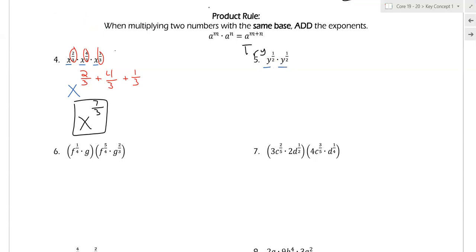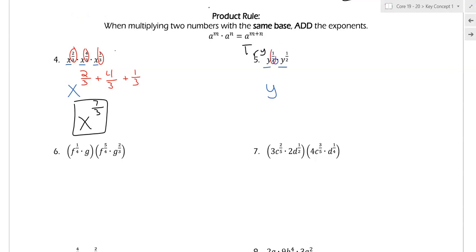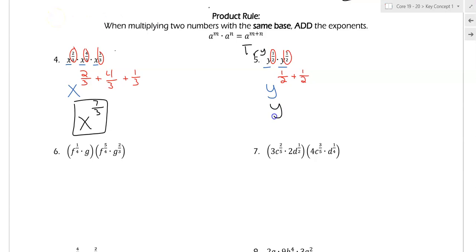My base is y. I have my exponents of 1/2 plus 1/2. And you get y to the, right, 1/2 plus 1/2 is 1. There's one thing here though, I don't have to write that 1. Okay, and it's just like when you don't have a coefficient in front, it's 1. When you don't have an exponent, it's understood to be 1.